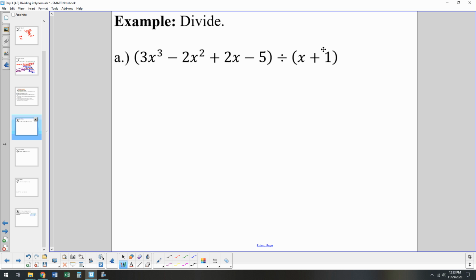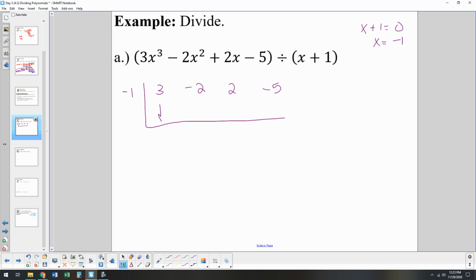So here we have x plus 1, which if I set up x plus 1 equals 0, I get x equals negative 1. So that's the value I'm putting on the outside of my synthetic problem. Then I'm going to put the numbers across the same as I did for synthetic substitution. If there's any term that's missing, I have to put the 0 there. We have 3, 2, 1, 0. We don't have to put any zeros in place. So 3, negative 2, 2, negative 5.